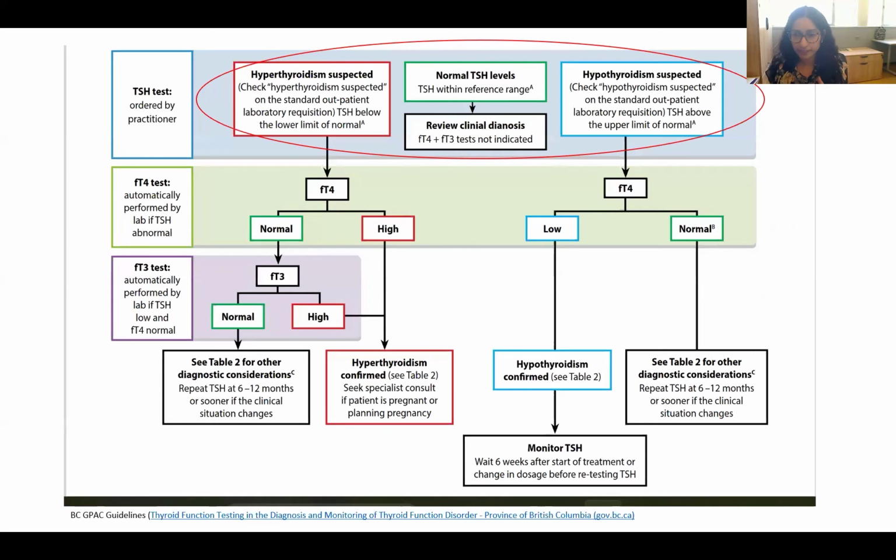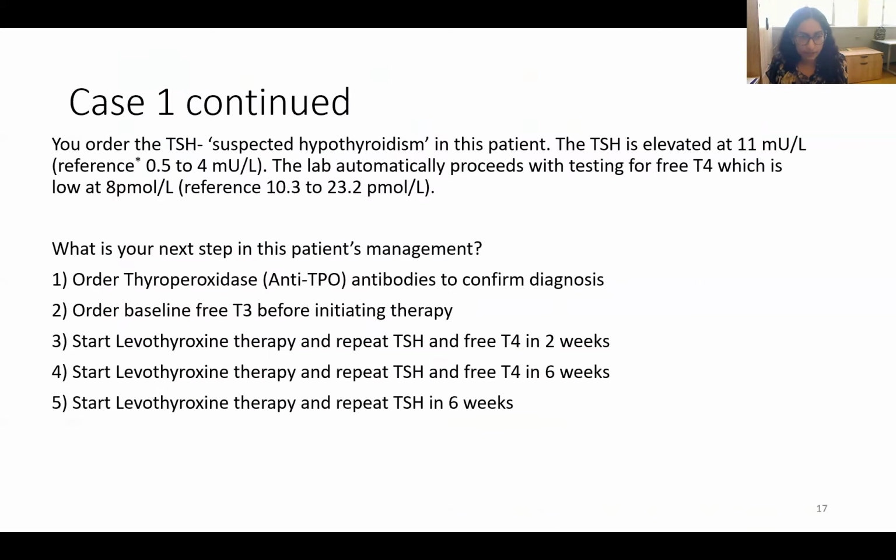So again, going back to this guideline, this patient is coming in, we can just start with the TSH. We don't really need to do the other hormones at this time. So you order the TSH, suspected hypothyroidism in this patient. The TSH is elevated, which is something you thought would happen in this patient. It was at 11, and the lab automatically proceeds with testing for free T4, which, as you expect, is low at 8 picomoles per liter.